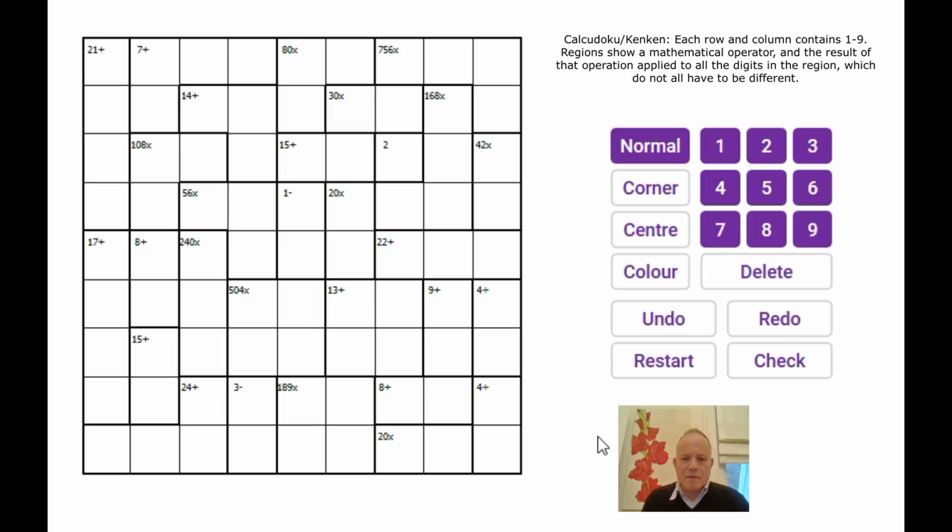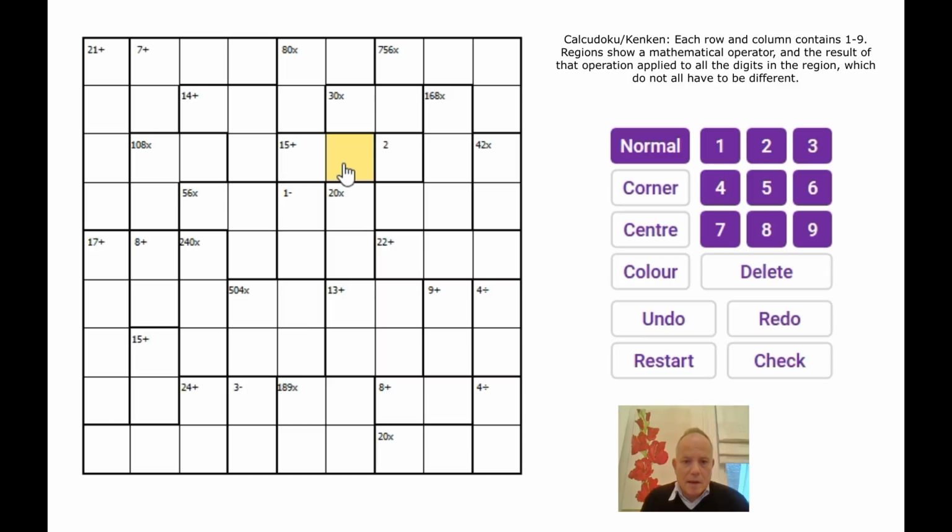So possibly the first thing to do is to find cells. Oh, sorry, I better explain the rules in case you don't know. Basically, obviously, the grid is divided into lots of different regions, and as well as the fact that each row and column has to contain the numbers 1 to 9, each region has a sum and the operation needed to achieve that sum. So here, 42x is a multiplication. You need two numbers that multiply to make 42 in this region.